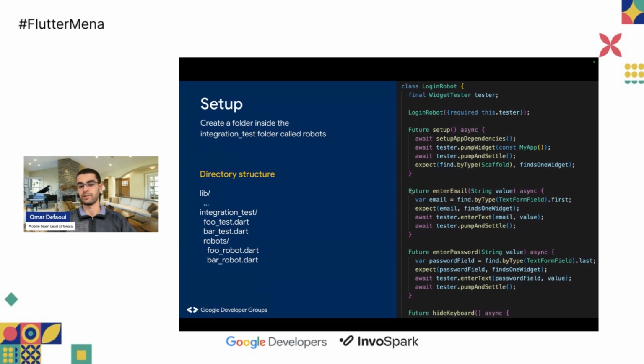So for example, if we need to use the enter email function, where we find the email, we expect that we have only one widget, and we enter the value. I'm sure we will use this one a lot of times. So we just include it in the robot. The same thing goes for entering the password. The same thing goes for hiding the keyboard and clicking on the continue button.